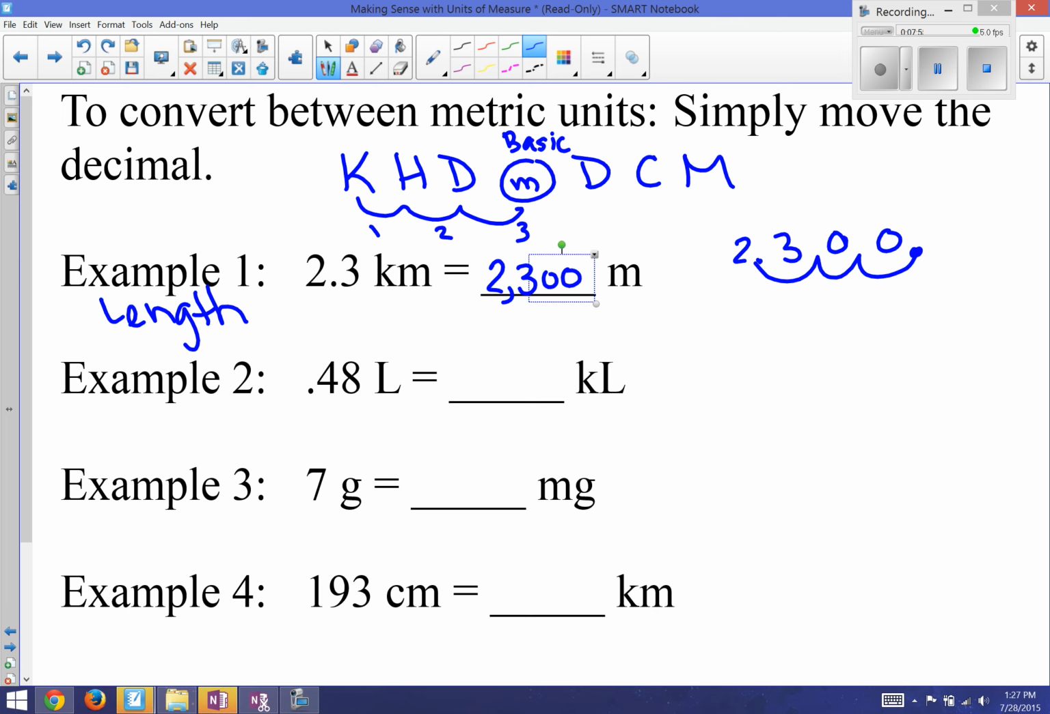Okay? Now, I want you to take that example, pause the video, and I want you to do examples 2, 3, and 4 on your own to see how you do. Go ahead and pause your video now and do examples 2, 3, and 4.